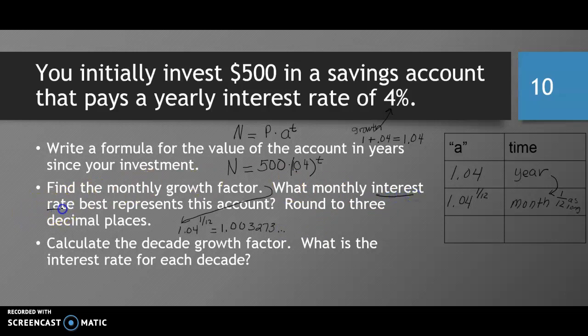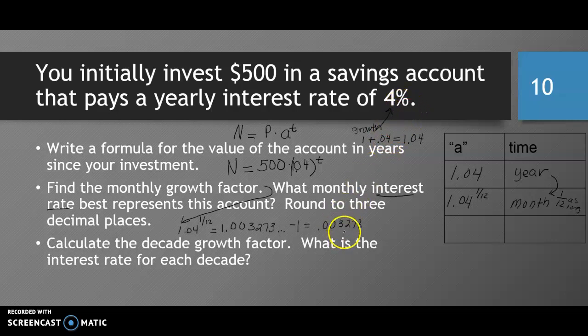Then it asks me a different question, and that is, what is the monthly interest rate? So to figure this out, I have to go back and look how I took this percent, the yearly interest rate, and made it into the growth factor. The way I did that was by adding 1. So if I want to undo that, I want to take this growth factor and subtract 1. So when I do that, I have 0.003273.